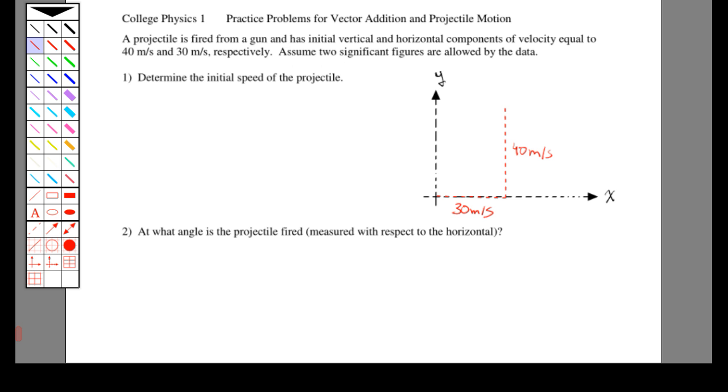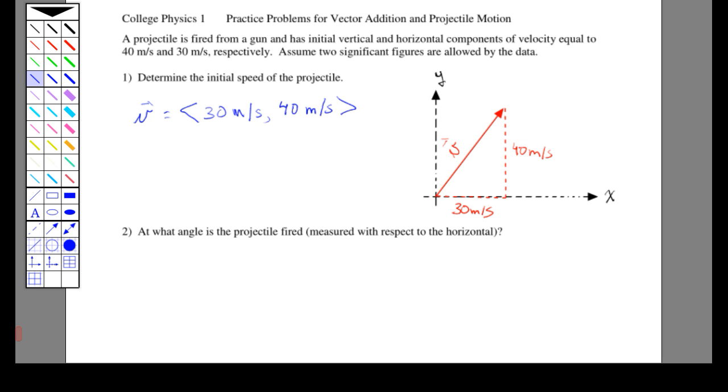Remember, we're assuming two significant figures for these. The resulting vector is that vector right there. So let's label that V. We can write V in component form with x component 30 meters per second and y component being 40 meters per second.